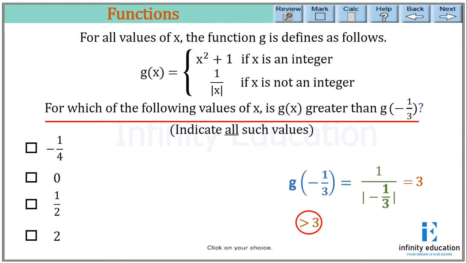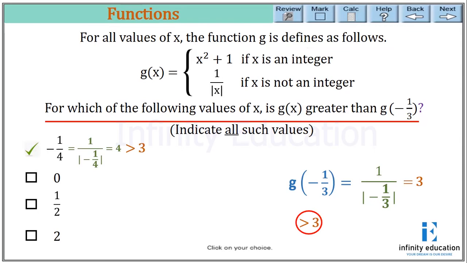So as I'm looking for the option which is more than 3, now let's see the options one by one. So the first option is minus 1 by 4, that is the x. So that is not an integer. So if x is not an integer, I must consider the second one, that is 1 by mod of x. So we are getting 1 by mod of minus 1 by 4, that is 4, that is greater than 3. So that should be the answer to the question.